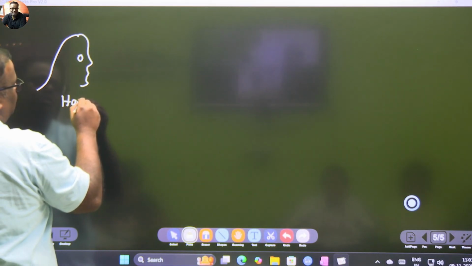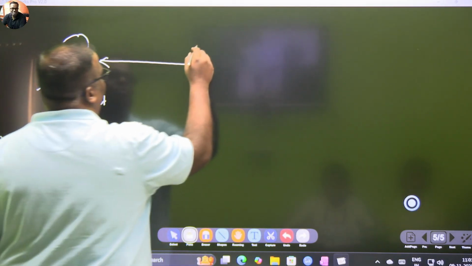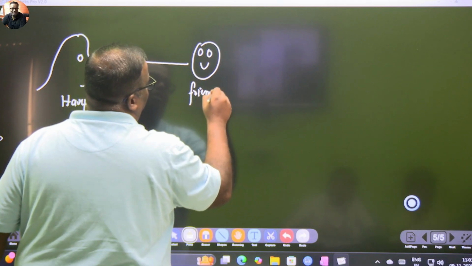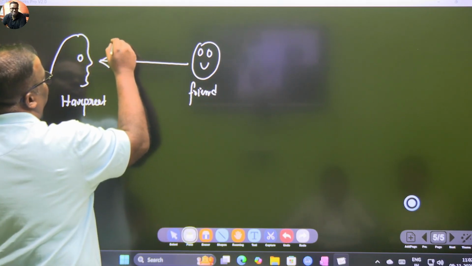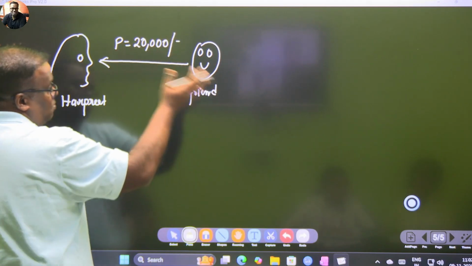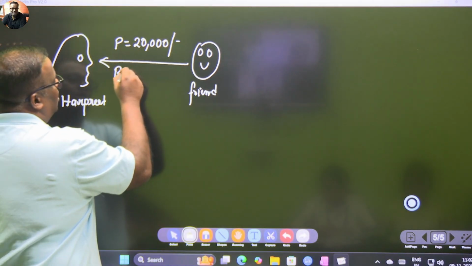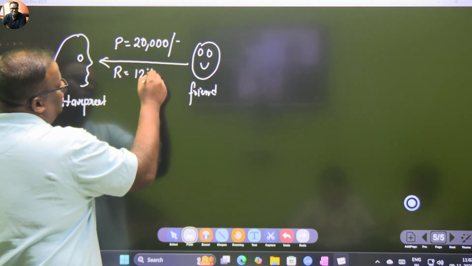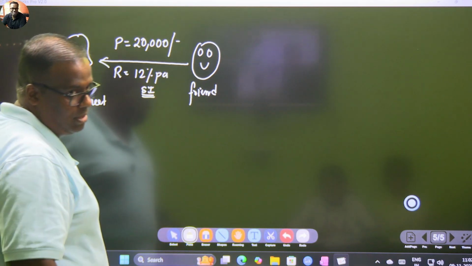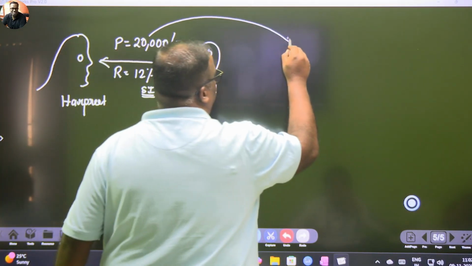Harpreet borrowed 20,000 rupees from a friend. So Harpreet borrowed how much? 20,000 rupees from her. Charvik, always pay importance to these parts. This is breaking the problem. You borrowed at 12% per annum simple interest, but this is simple interest, mind you, not compound. And then she took this money and lent it to Alam.